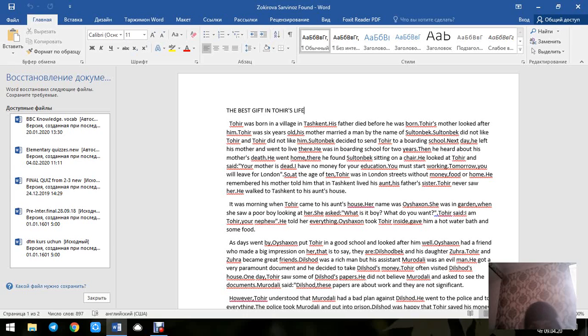He looked at Tahir and said, "Your mother is dead. I have no money for your education. You must start working. Tomorrow you will leave for London." So at the age of 10, Tahir was in London streets without money, food, or home. He remembered his mother told him that in Tashkent lived his aunt, his father's sister. Tahir never saw her. He walked to Tashkent to aunt's house.